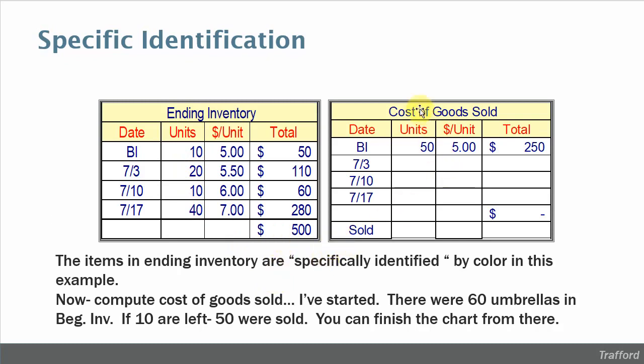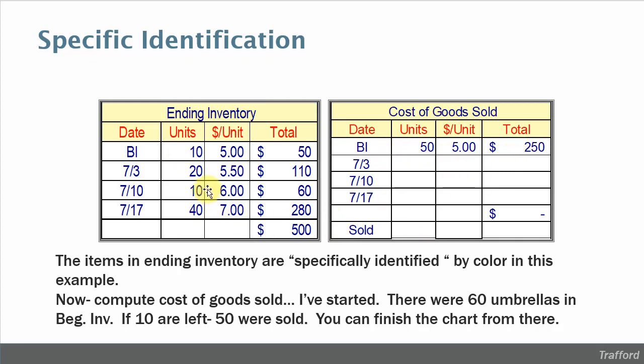The next step is to compute the cost of the umbrellas that were sold under the specific ID method. And we know this has to add up to 330 umbrellas. And once again, go layer by layer. So we know that Noah started out, if you go back to the original schedule, Noah had 60 black umbrellas at the beginning of July. At the end of July, he only has 10 black umbrellas. He must have sold the other 50. So 50 times 5 is $250.